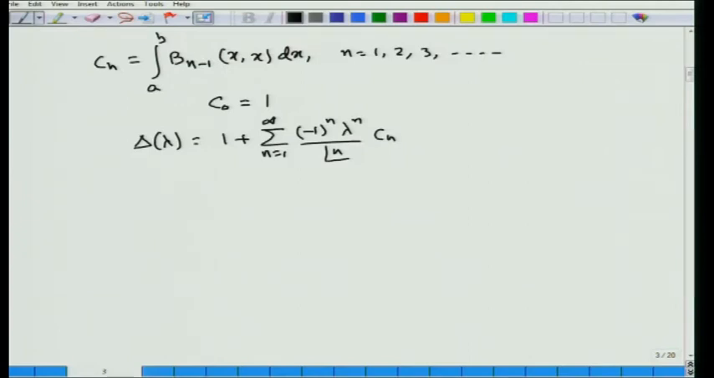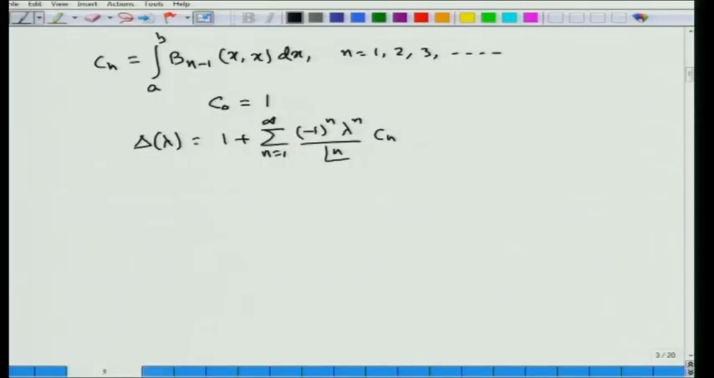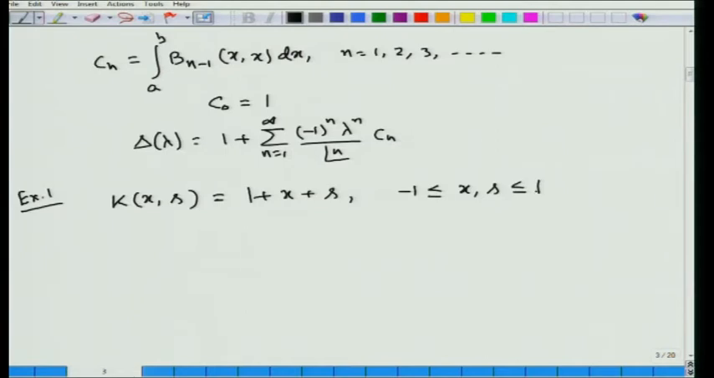So, first we consider one example where we are just defining the kernel, which is of course a separable kernel, and for that we construct the Fredholm resolvent kernel using this formula. So, the first example that we can consider is k(x, s) given by 1 + x + s, where -1 ≤ x, s ≤ 1.